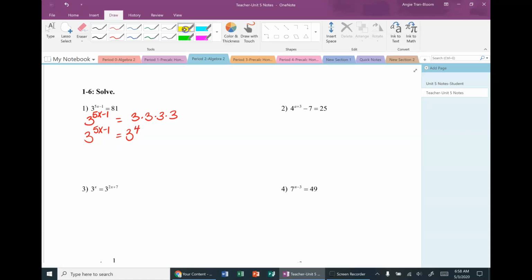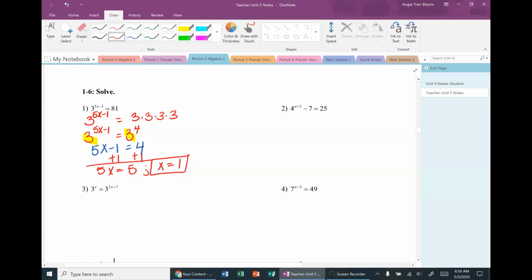So now the bases are exactly the same. You can drop the bases and set the exponents equal to each other. And then from here, you solve for it as normal. So add 1 to both sides, 5x equals 5. Then divide both sides by 5, x comes out to be 1, just like that. Okay.